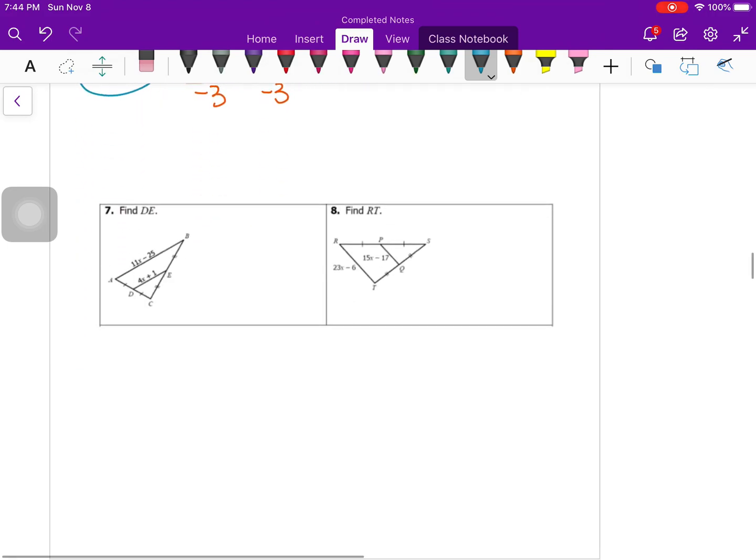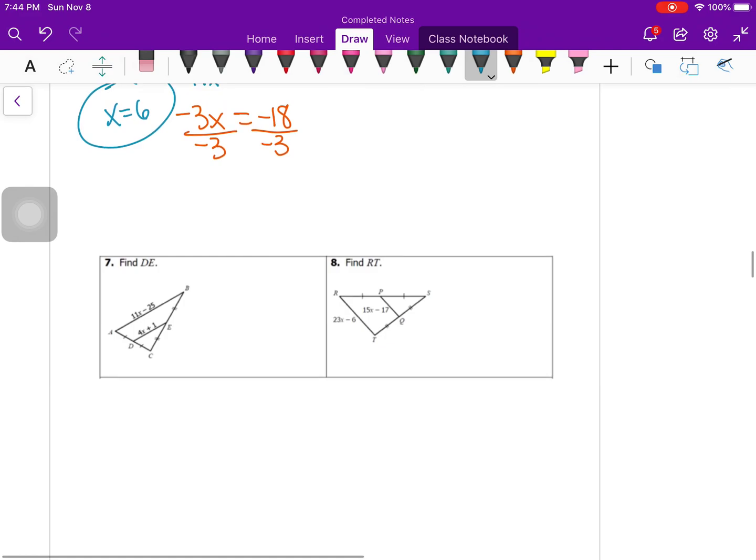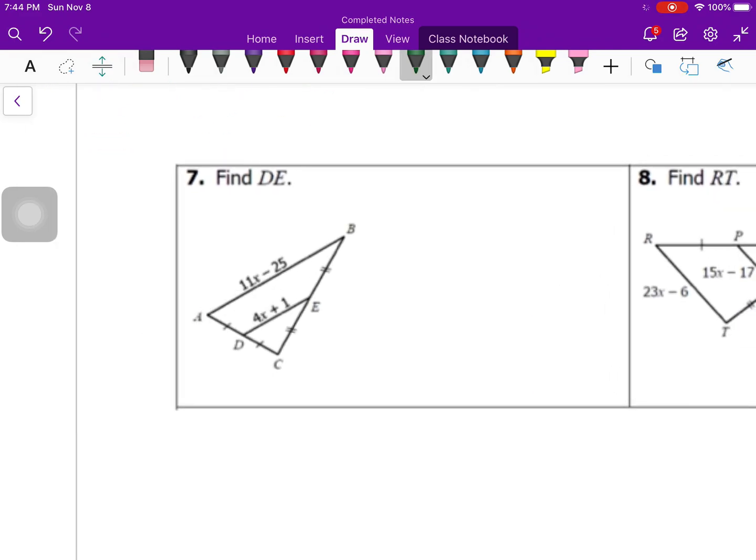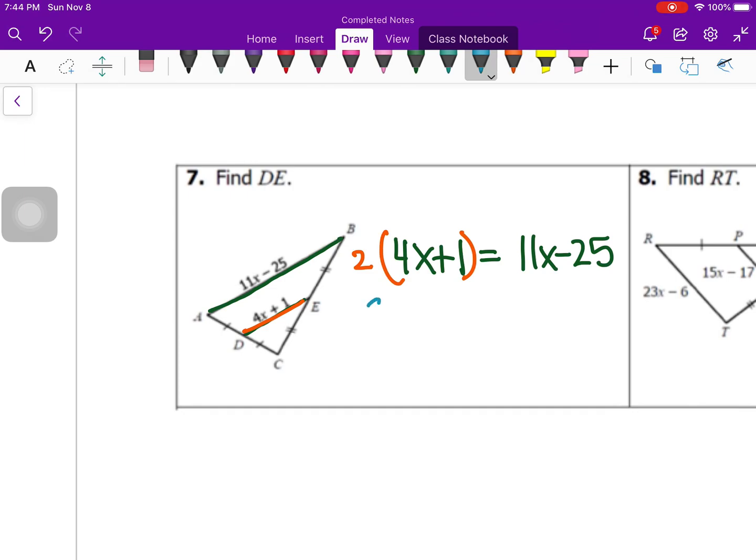Let's try number 7. It says find the length of DE. DE is right here. It is 4x plus 1. The side that it's parallel to is 11x minus 21. But these are not equal. Remember, if you take the midsegment times 2, you will get the length of the side it's parallel to. So if we take that times 2, using the distributive property, we'll get 8x plus 2 equals 11x minus 21.